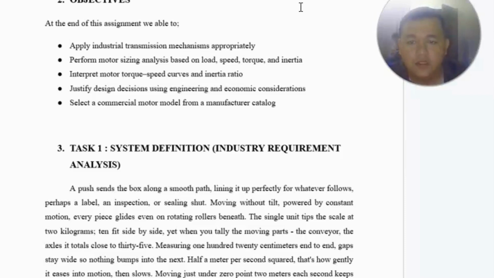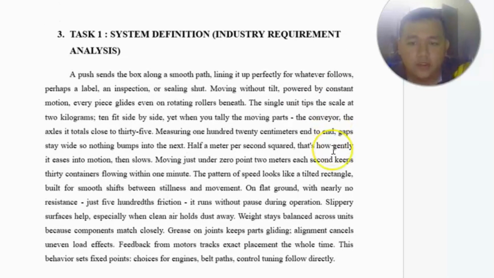So the objective at the end of the assignment is that we are able to apply industrial transmission mechanisms appropriately, perform motor sizing based on load, speed, torque and inertia, interpret motor torque-speed curves and inertia ratio, justify design decisions using engineering and economic considerations, and select a commercial motor model from a manufacturer catalog. For Task 1, system definition and industrial requirement analysis.